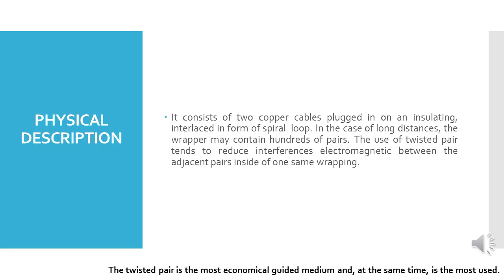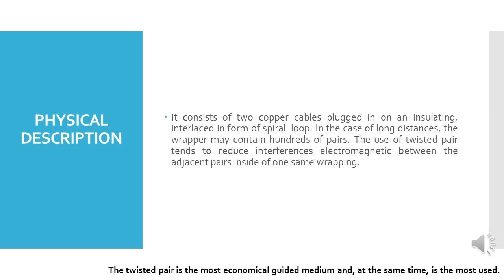Hello, I am Jessica and my topic of exposition is physical description. It consists of two insulated copper cables interlaced in the form of a spiral loop. Each pair of cables constitutes a communication link. Usually several pairs are encapsulated together by a protective sheath.